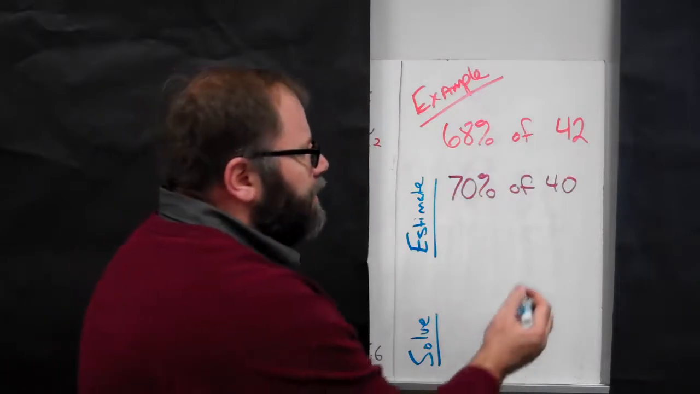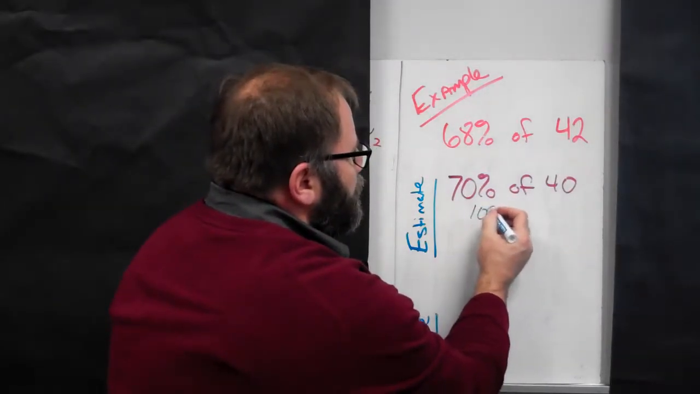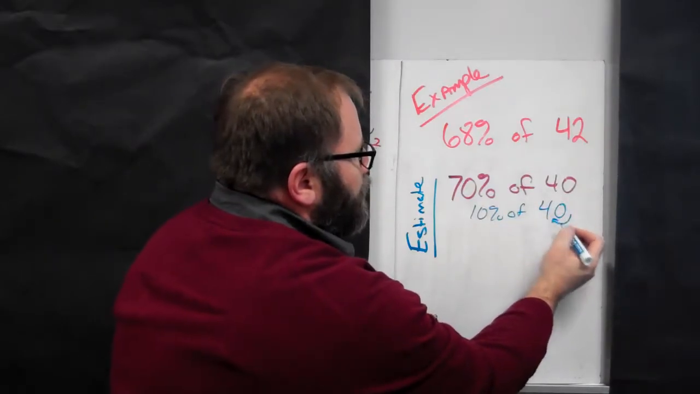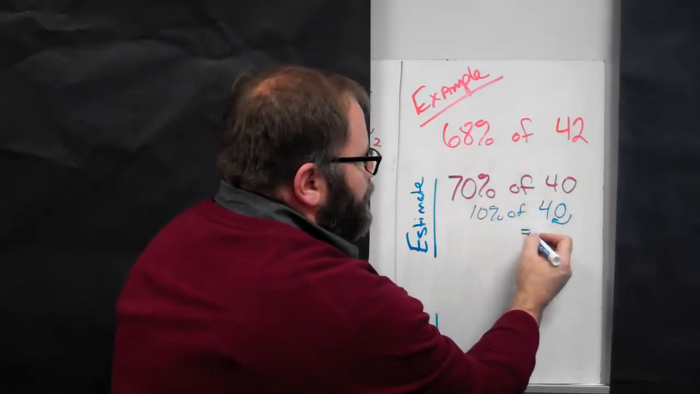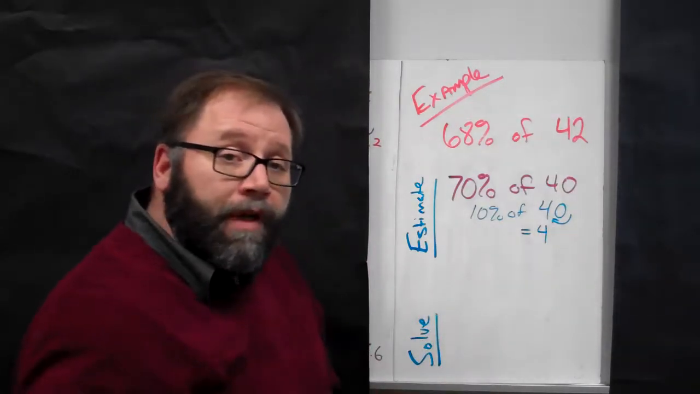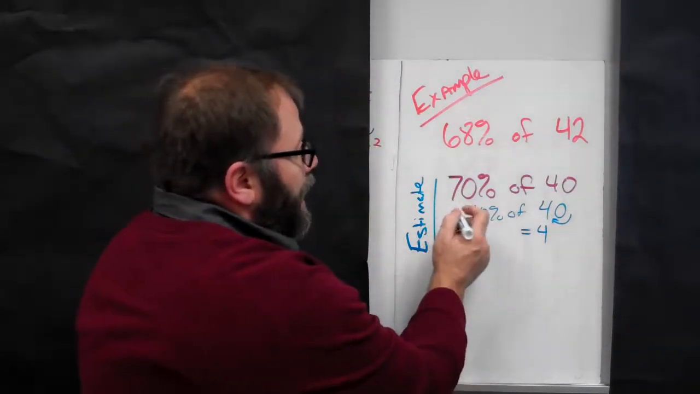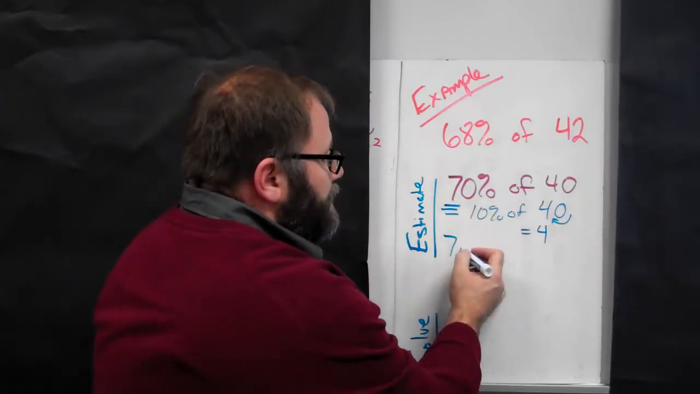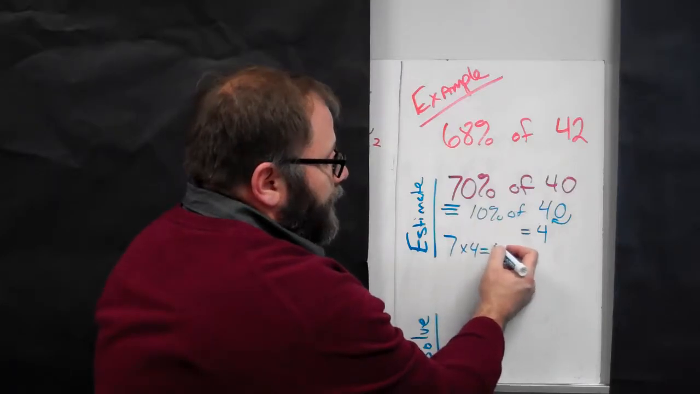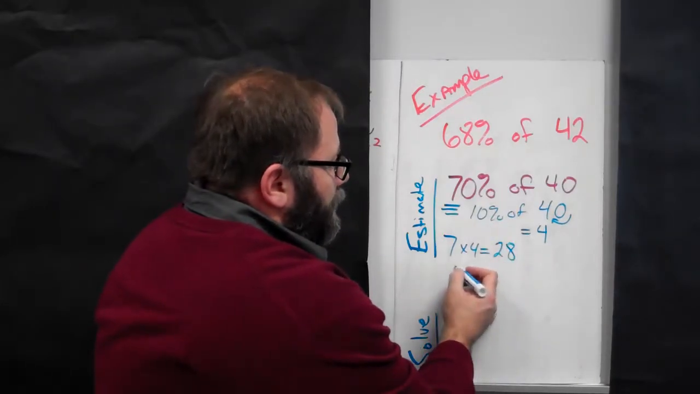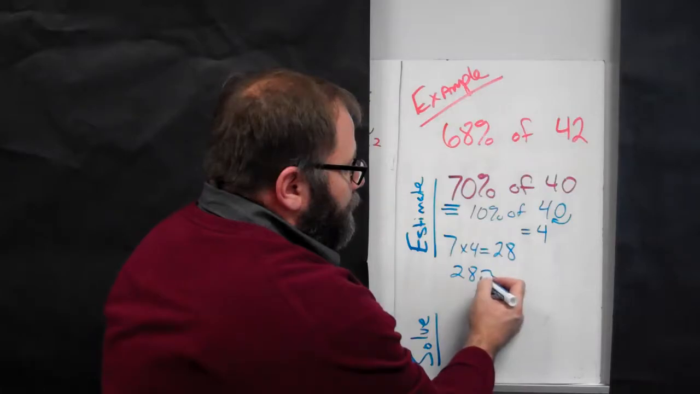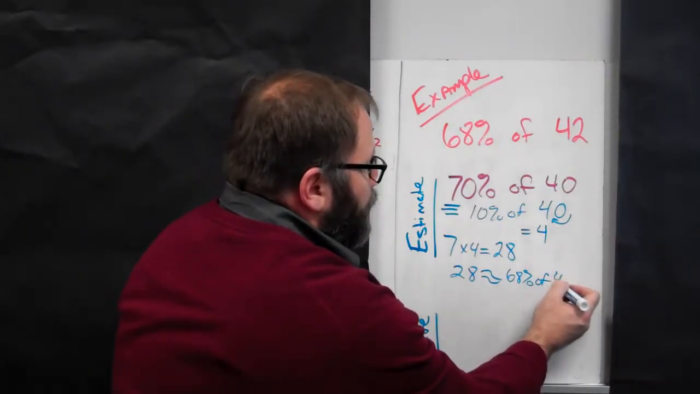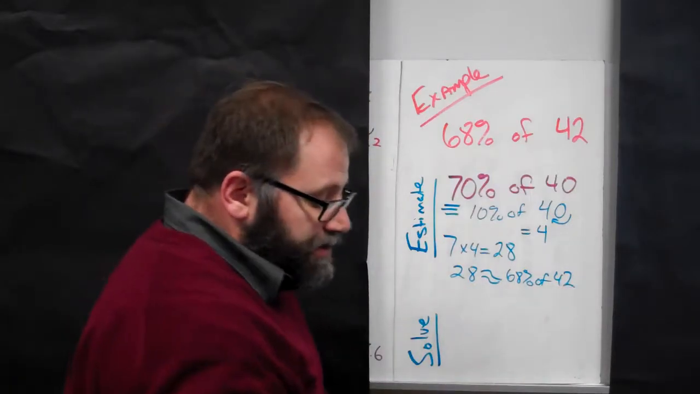That's pretty easy. If I just move this decimal place one spot to the left, I find out that 10% of 40 is 4. How many 10%s do I need? I need 7 of them. So 7 times 4 equals 28. So what we find is that 28 is about equal to 68% of 42.